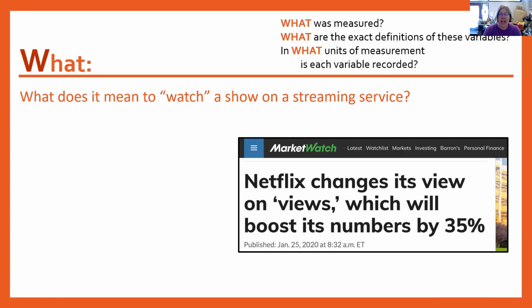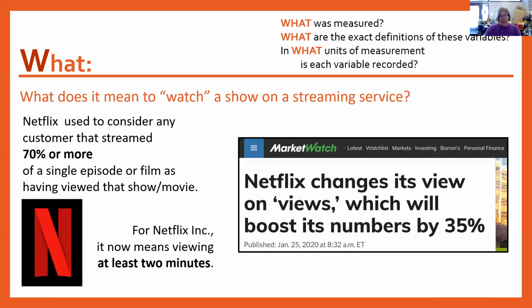So in other words, now they can make the claim to their shareholders, wow, look, 35% more people are watching Netflix. What really happened here is that Netflix used to count something as being viewed if you watched at least 70% of it. Okay, so if it was a 100-minute movie, you had to have watched at least 70 minutes of the movie in order to be considered that you actually watched it or viewed it. Netflix changed its definition of view from being 70% to meaning you just watched 2 minutes.